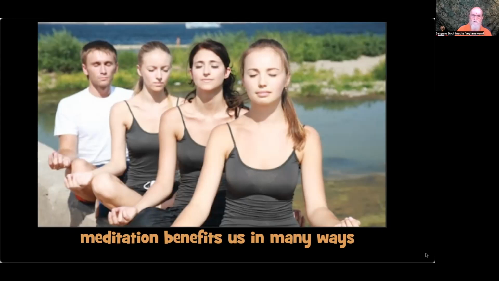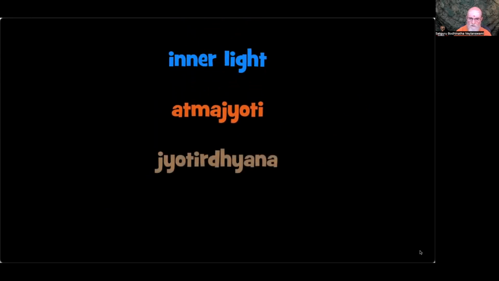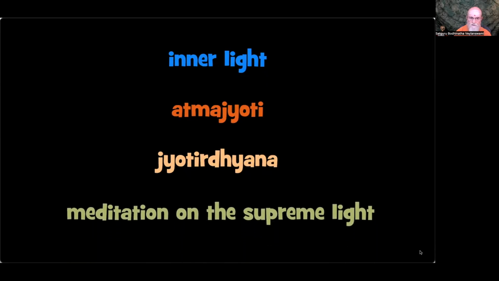But meditation doesn't just help us go within, it also improves our abilities to handle our daily activities with more concentration, less emotion. Meditation also leads to inner experiences of our soul nature. For example, the famous verse I quote a lot, Tirumantiram 1444, beholding the light of life is great yoga worship. So that's a deeper experience than many meditation teachers take you to. But that's really when it starts to get somewhat profound, when you start seeing the inner light of the soul, which is called Atma Jyoti. Jyoti or Jnana is defined as meditation on the Supreme Light.